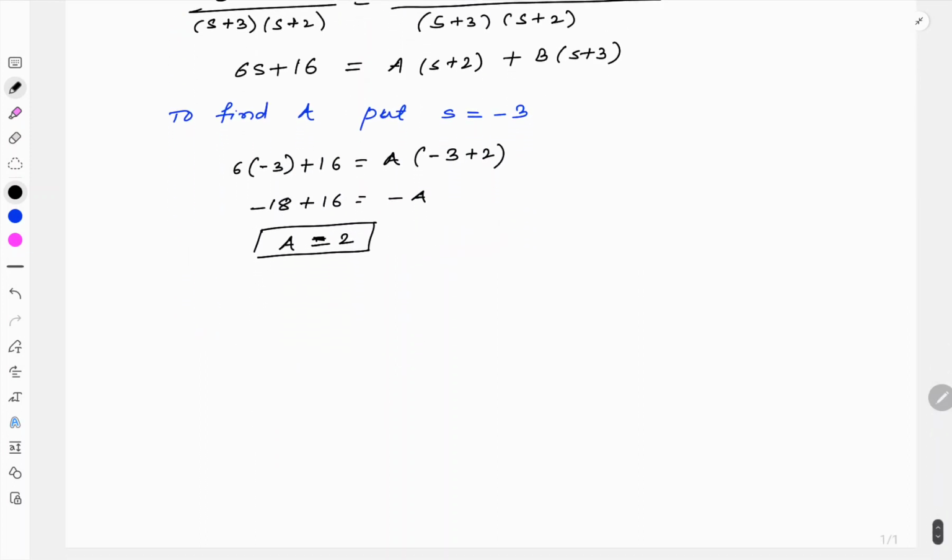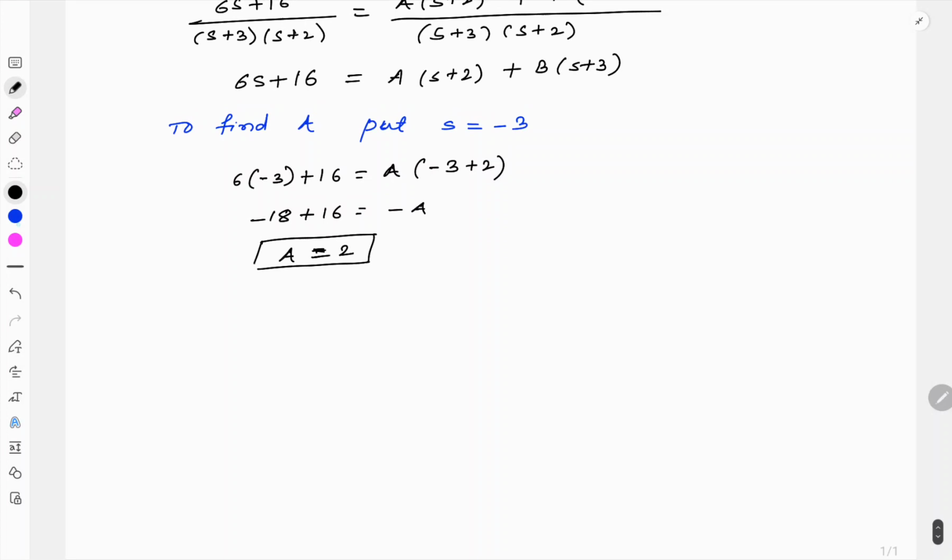Similarly, we need to find out the next value b. So to find b, apply the same logic. So put s equal to... So now to find out b, a should become 0. So look at the brackets of a. So it is s plus 2. So minus 2 plus 2 will be 0. So substitute s equal to minus 2.